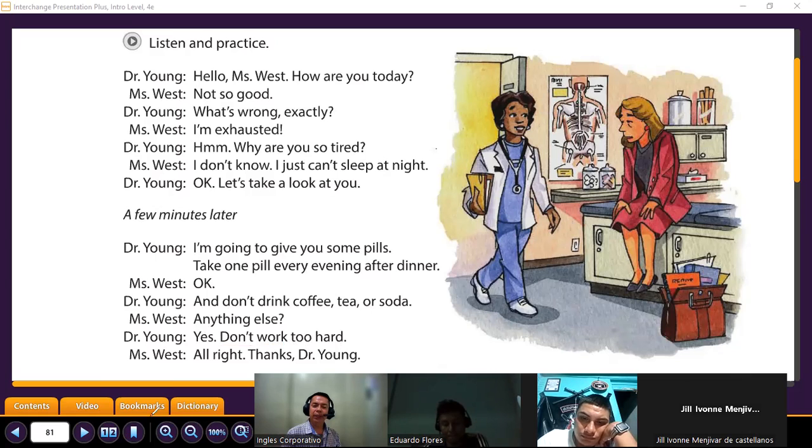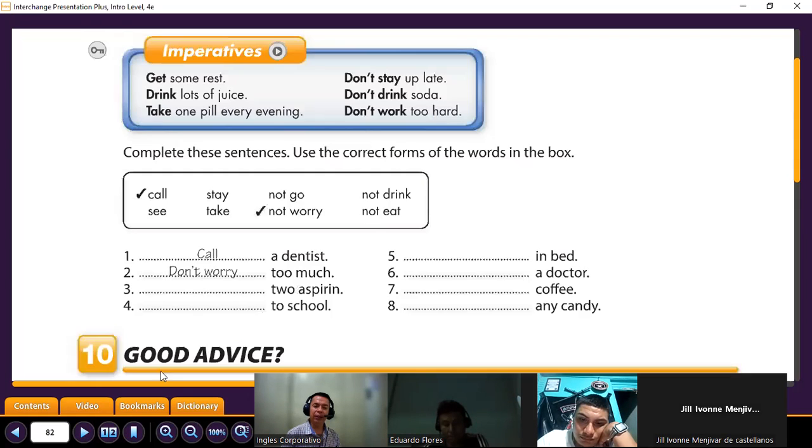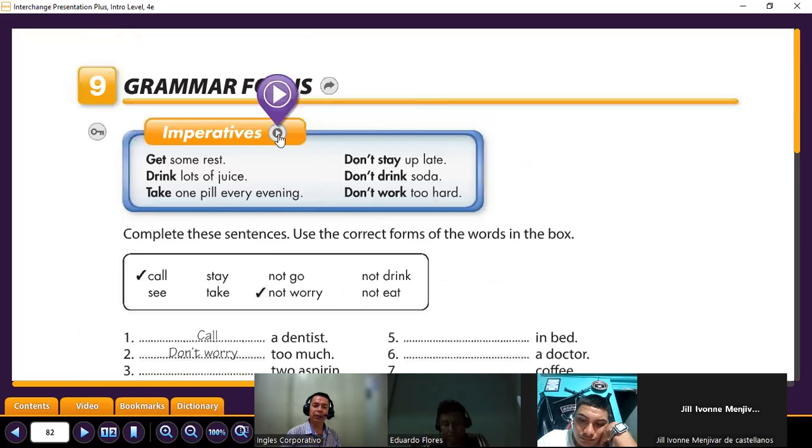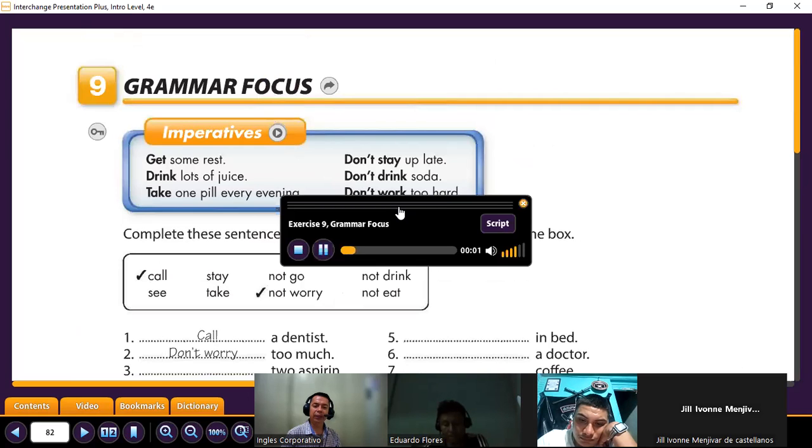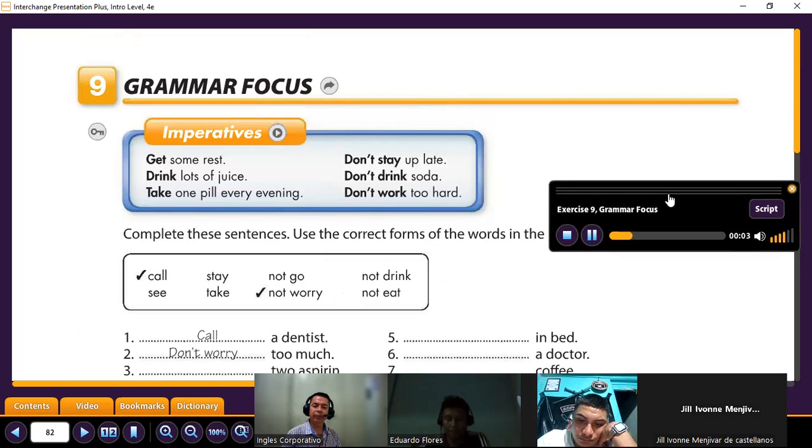Imperatives. And here we have the theory. Here, right? Listen, please. Page 82, exercise 9, grammar focus.